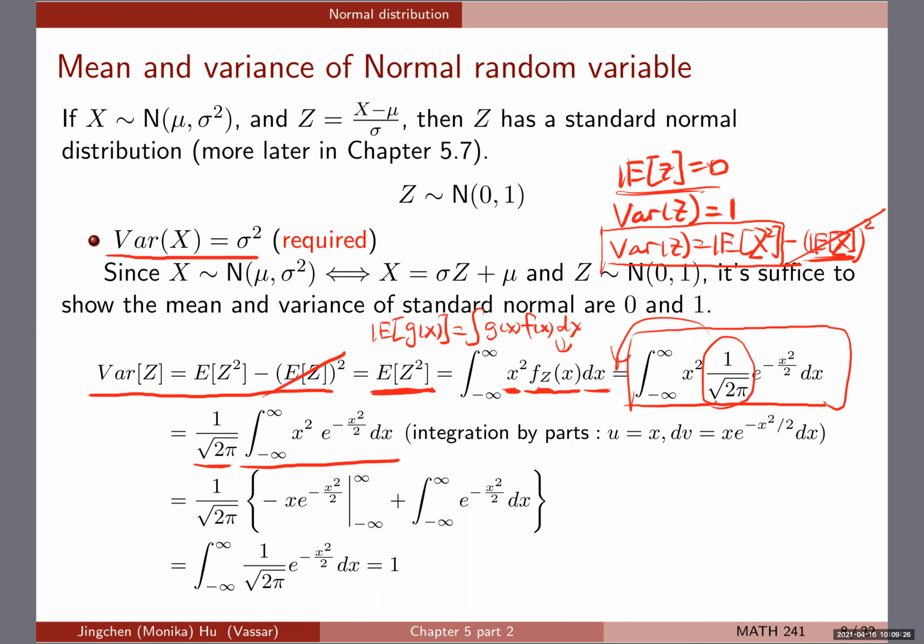Integration by parts says that if I have the integral of u dv, that's equivalent to evaluating u times v minus the integral of v du. For us, it does take practice and maybe some trial and error to figure out what your u and your v are. Here we're going to use u to be x and then dv to be the remaining part.